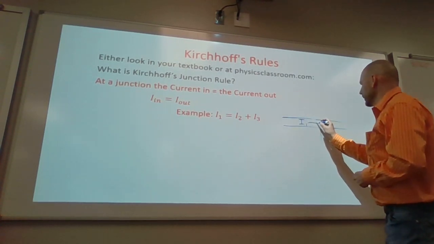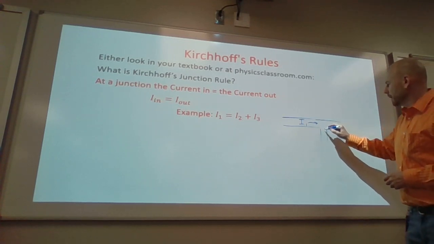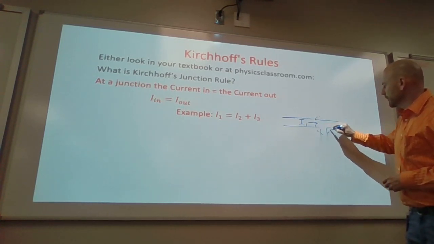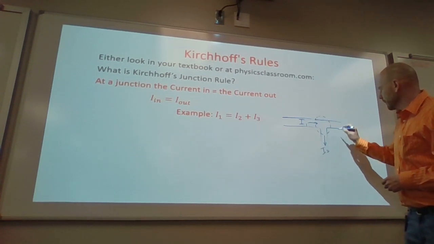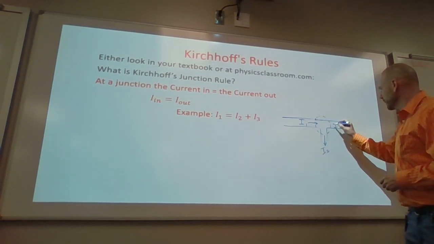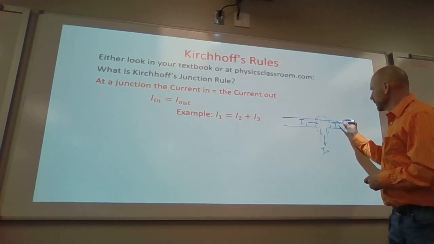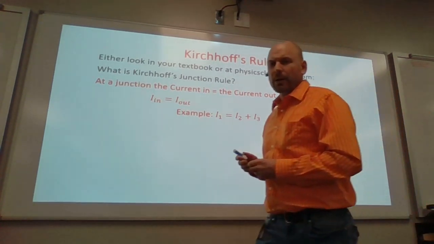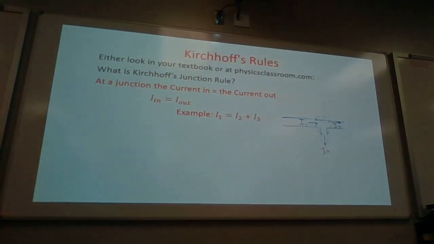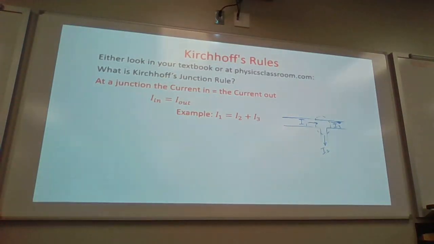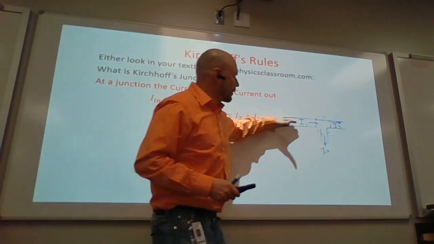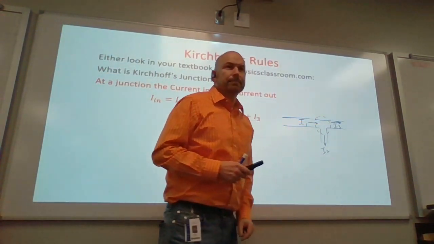The current of 1 going in at this junction, this would be a junction, equals the current going out. What goes in must come out. That is the junction rule. So this is going in, these two are going out.